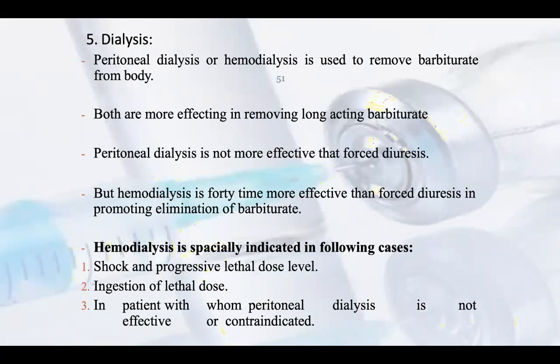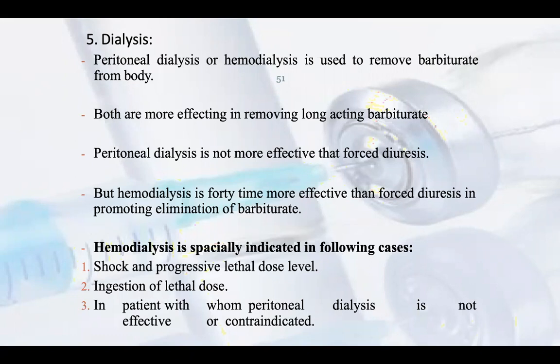Then they go for dialysis also. Now, peritoneal dialysis or hemodialysis is used to remove barbiturates from the body. Both are more effective in removing long-acting barbiturates. Peritoneal dialysis is not more effective than forced diuresis, but hemodialysis is 40 times more effective than forced diuresis in promoting elimination of barbiturates.